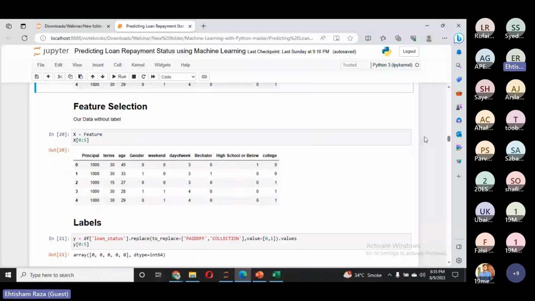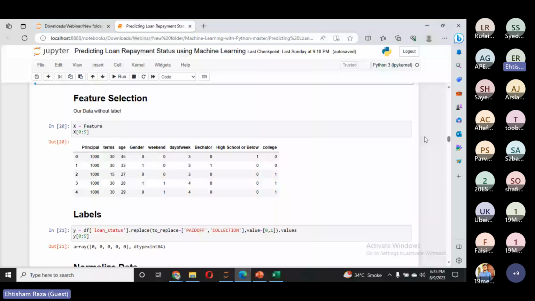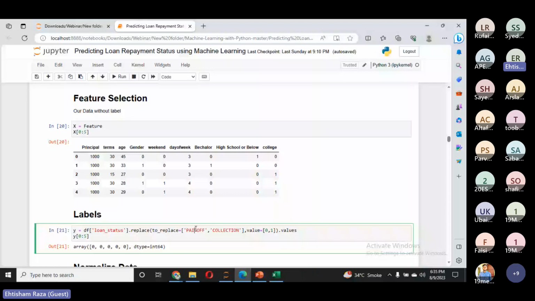Here we have a loan status, paid off and collection. We are also going to convert this loan status from categorical to numerical. If it is paid off, it means it is settled, the loan is paid back, we have recovered this loan, it's going to be a 0. If it still has to be collected, we're going to make it 1. So we have discrete values. We are just converting the values here.